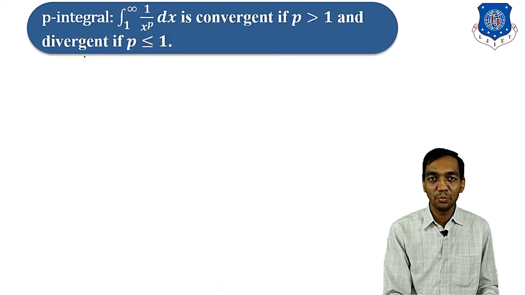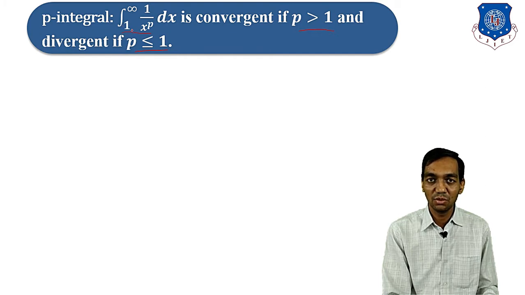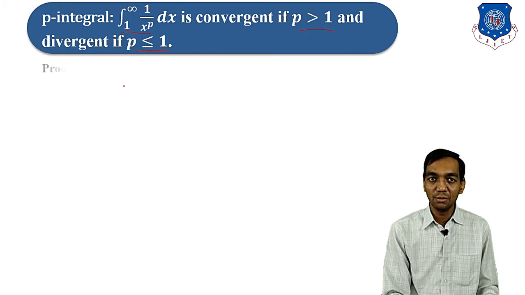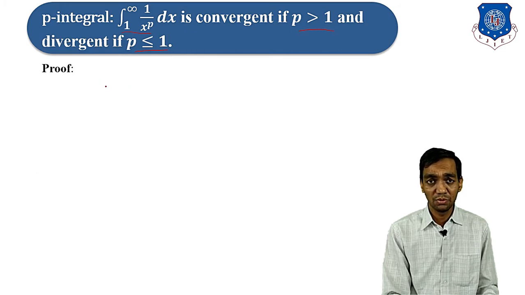Now we are going on to the p integral. See, the integration from 1 to infinity, 1 upon x raised to p dx is convergent for p greater than 1 and is divergent for p less than or equal to 1. Please remember that instead of 1, if you have any value a greater than or equal to 1, then also the condition is going to be the same. Now we are going with a proof.